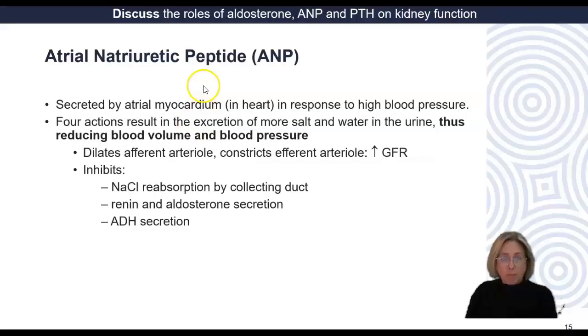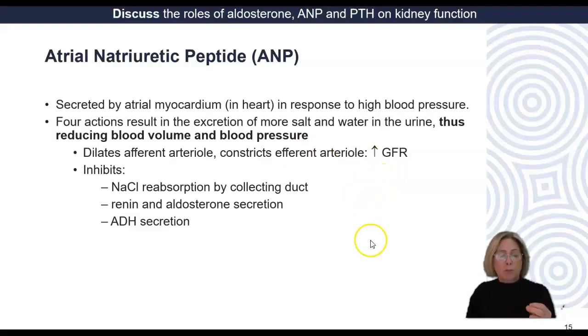Atrial natriuretic peptide then is secreted by atrial myocardium in response to high blood pressure. It has several actions that result in the excretion of more salt and water in the urine, and therefore, if you've got higher volumes of urine, that's going to reduce the blood volume and the blood pressure. So how does it do this? It dilates the afferent arteriole and constricts the efferent arteriole.